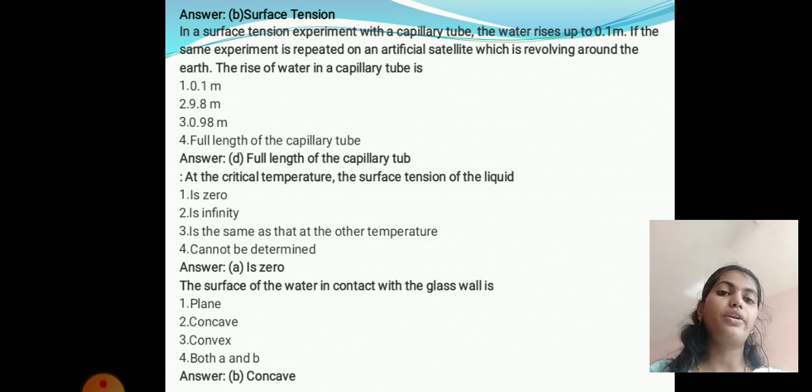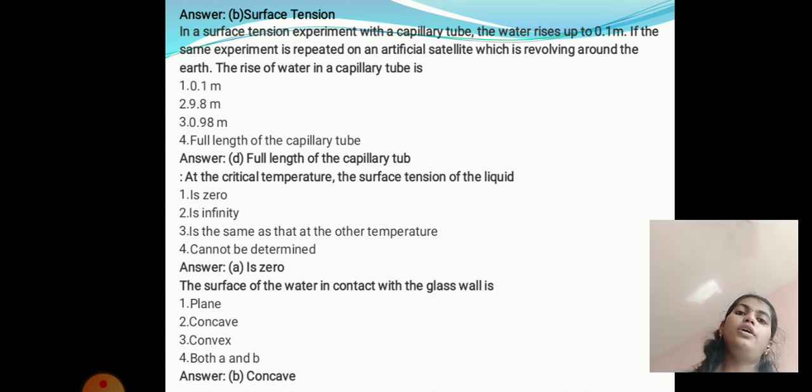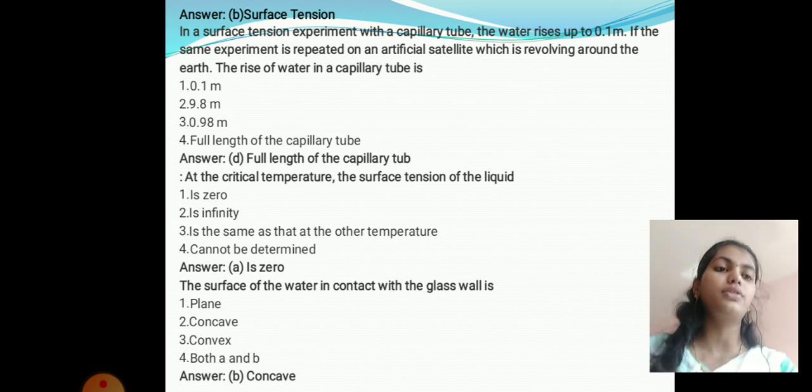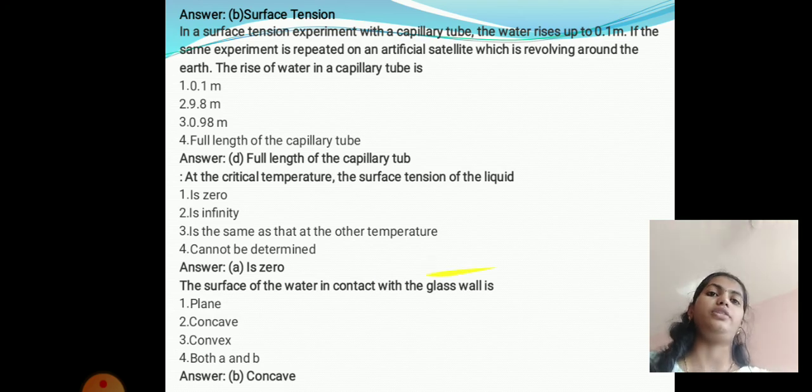The surface of water in contact with a glass wall is what type? The water surface and the glass wall are in contact with a concave type. It's not a plane type, convex type, or both A and B. It's a concave type.